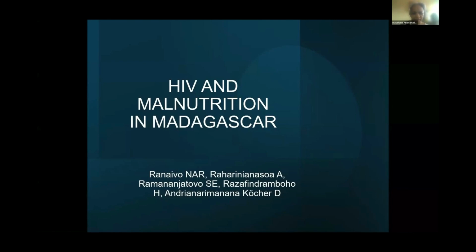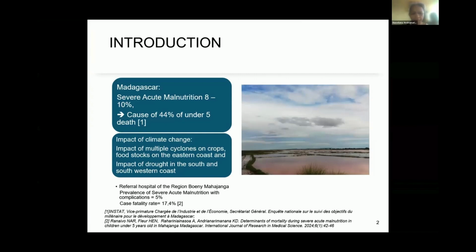Talking about Madagascar, Madagascar is the 4th biggest island in the world. It's like France with the Netherlands and Belgium and Luxembourg together, and 27 million inhabitants. We have a very high rate of severe acute malnutrition, 8 to 10%, and this severe acute malnutrition is the cause of 44% of under 5 deaths.